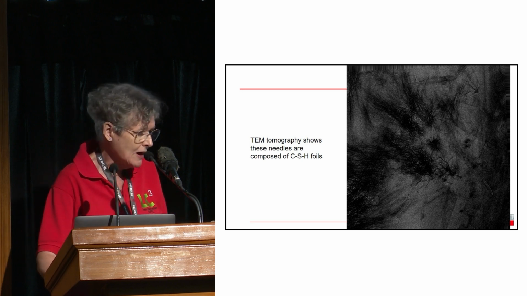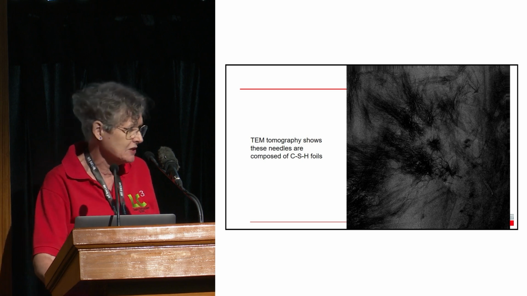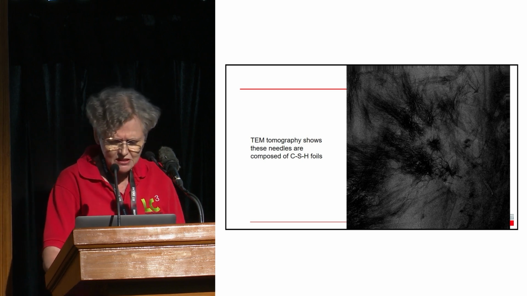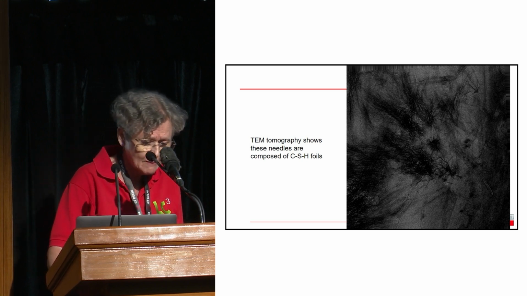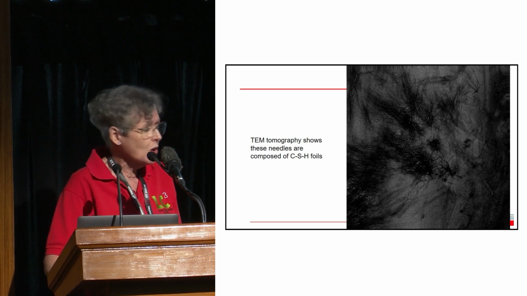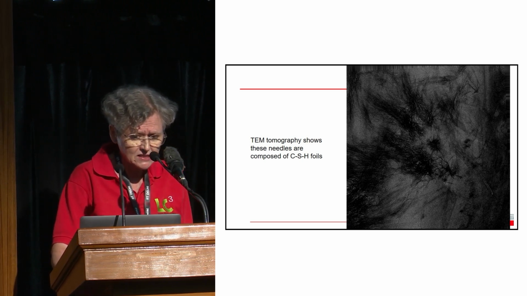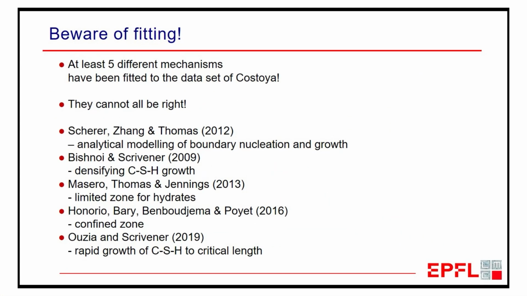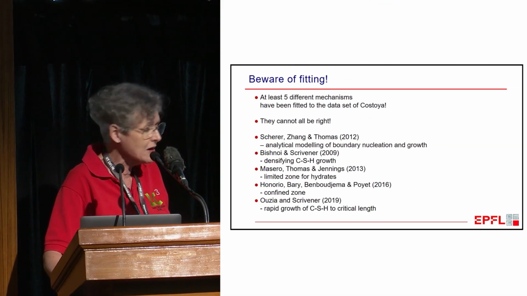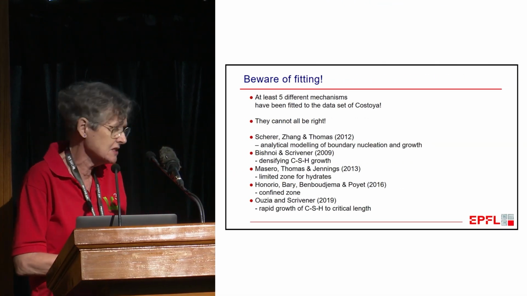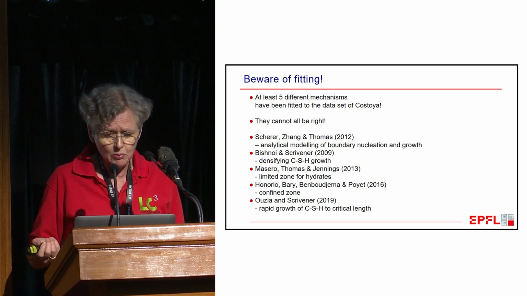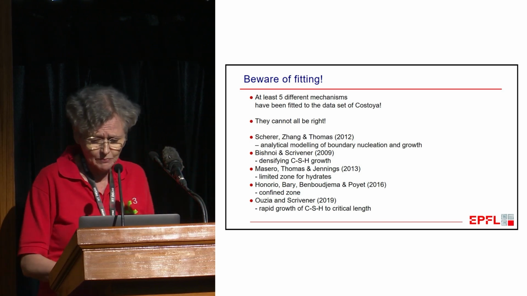And one of the PhD students we had just before Shashank, or I think it was at the same time, Mercedes Costoya, did the experimental work. She generated a very nice set of experimental data. And since she did this work, there are five different mechanisms, all different hypotheses, which all claim the hypothesis is right because they fit the Costoya data. Well, that's obviously impossible, because they can't all be right.